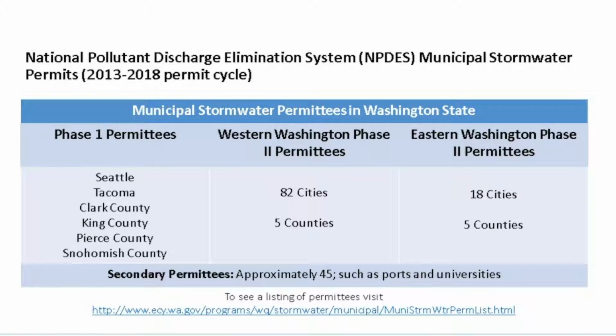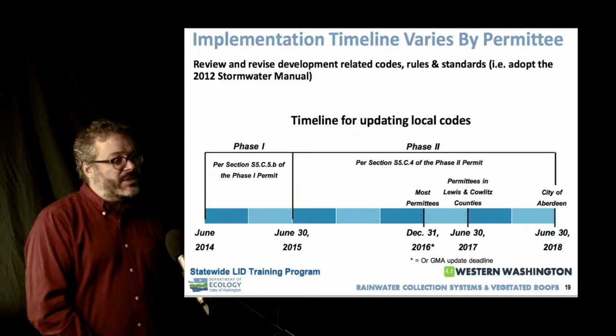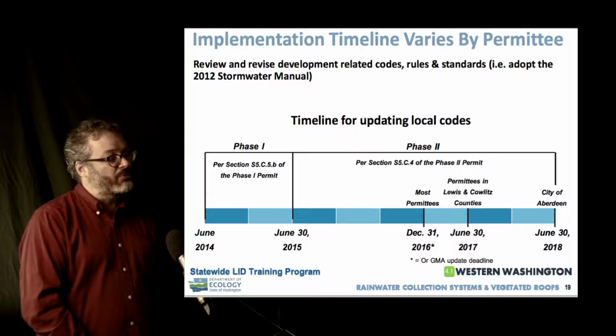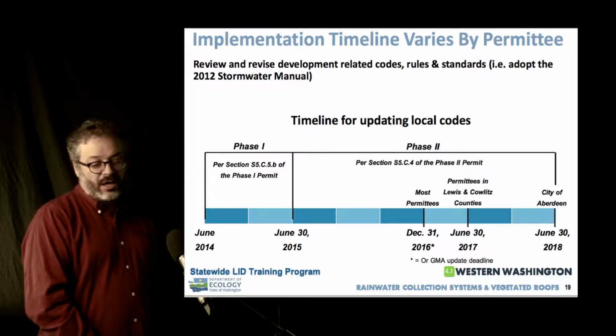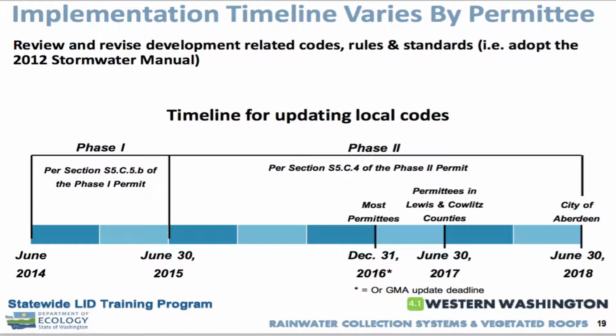These are some examples of the number of permittees here for your reference. And so that permit gets updated every few years. Once it gets updated and it's all agreed upon about what's going to be in that permit, the stormwater manual is updated accordingly, and then there's a rolling implementation through, and the dates shown here, with most jurisdictions in Western Washington needing to adopt these standards by the end of December of next year.